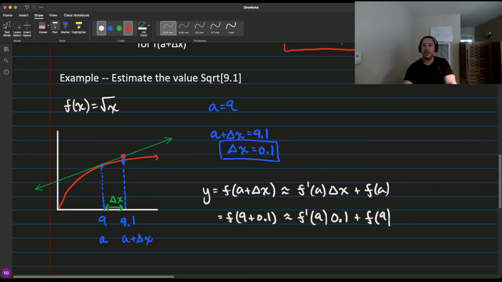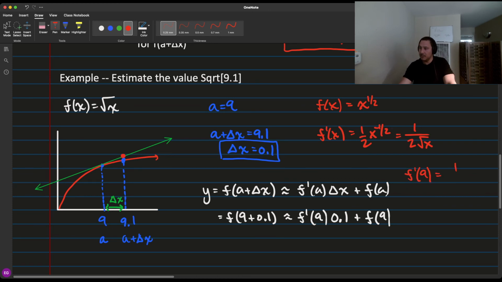Okay, so we need to know what the derivative is. If our f of x equals x to the 1/2, then our derivative is 1/2 x to the minus half, which is 1 over 2 root x. If you plug 9 into that, you get 1 over 2 root 9, which is 1/6. So f prime of 9 is 1/6. So you get 1/6 times 0.1 plus f of 9. F of 9 is 3, right? Square root of 9 is 3.